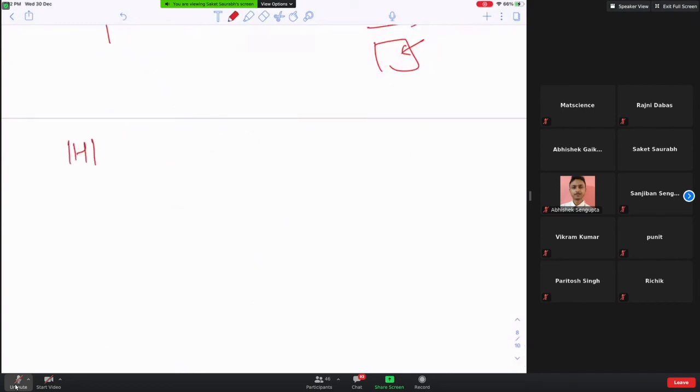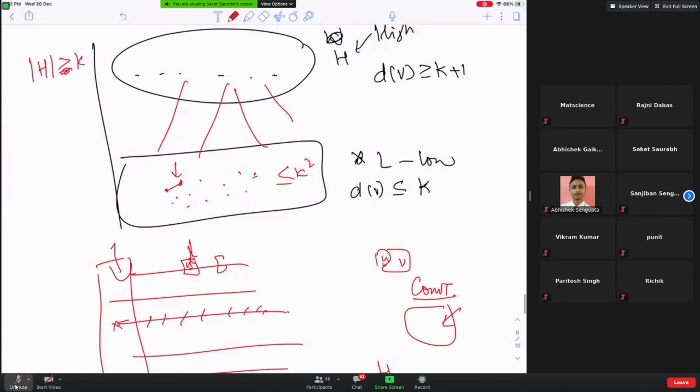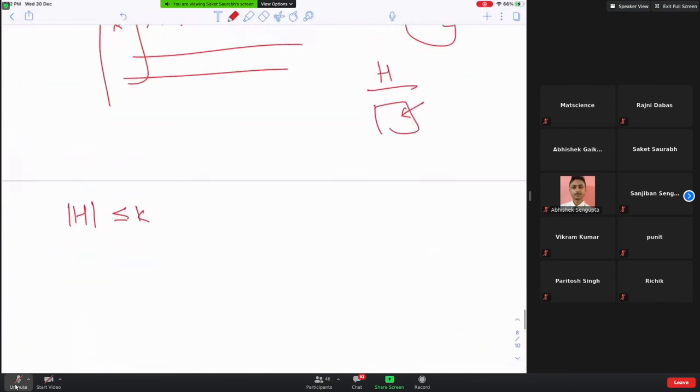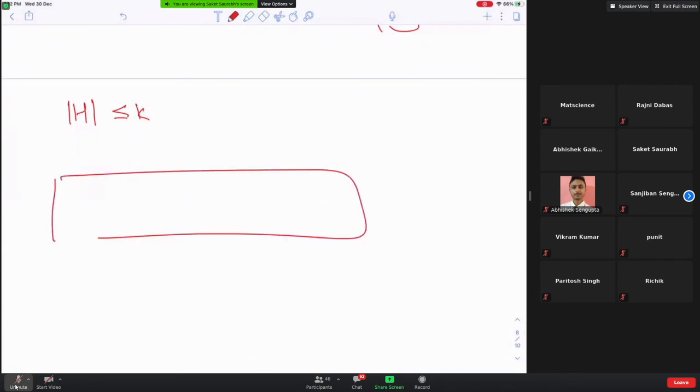High is part of every solution of size at most K, right? So now if high is more than K, you say no. If high is less than K, then I know that I need to pick all these vertices of high into my solution. Then I output every vertex in H to the output list. Fine, this is your solution.